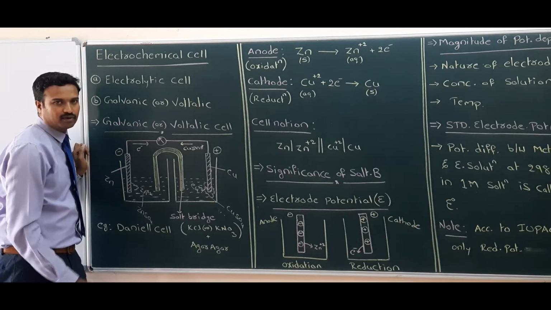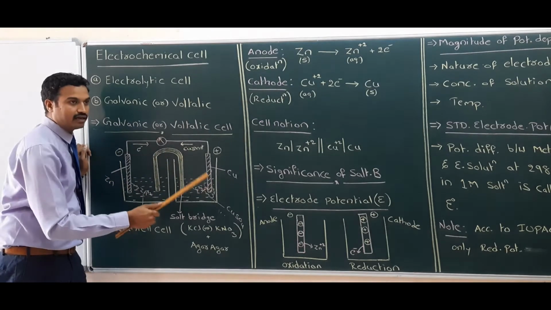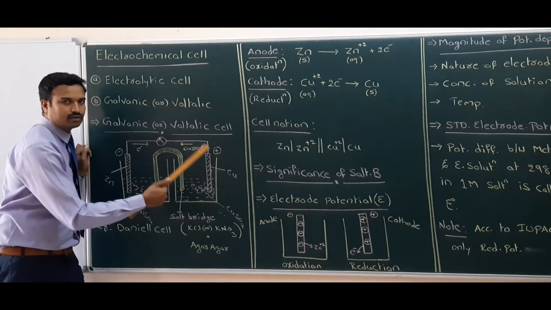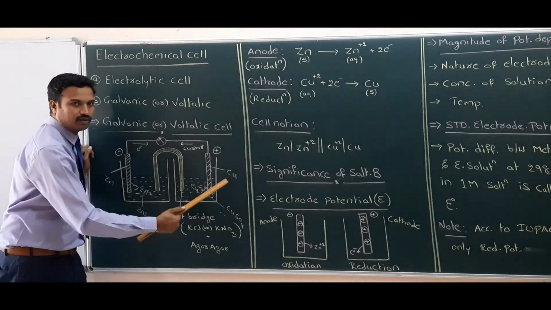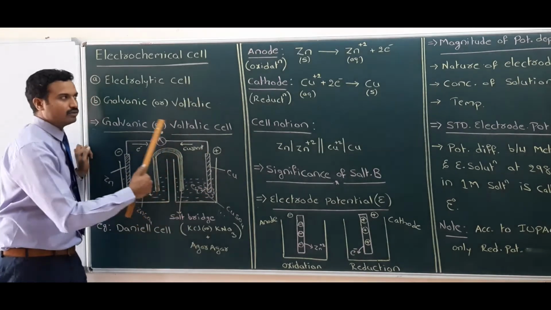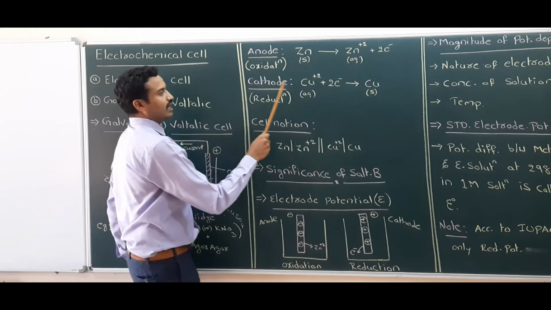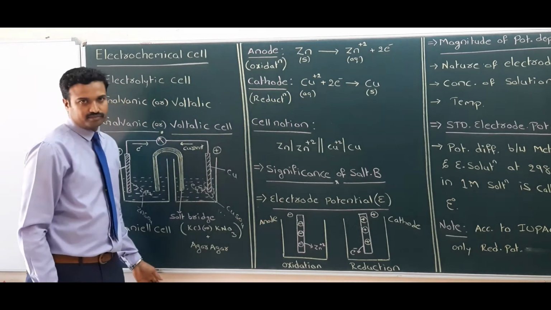If the electrons flow from anode to cathode, it means current flows in the reverse direction, from cathode to anode. So flow of electrons is from anode to cathode, and flow of current is from cathode to anode. Now this is the cathode reaction, and this one is the anode reaction.